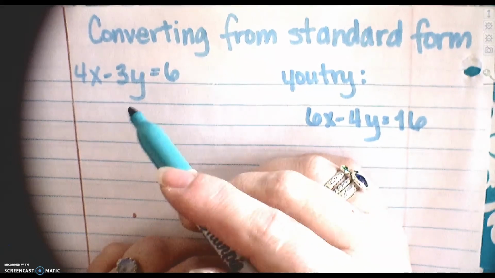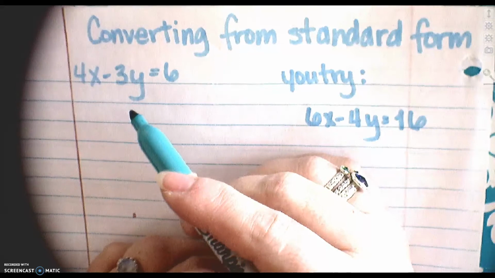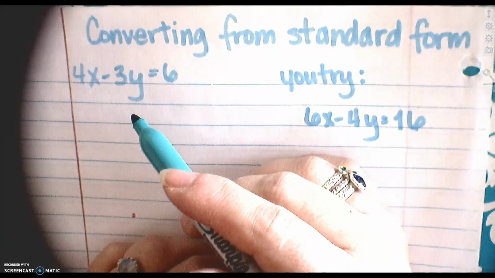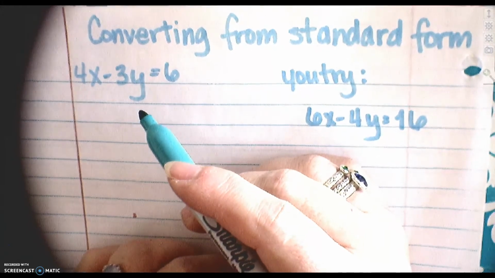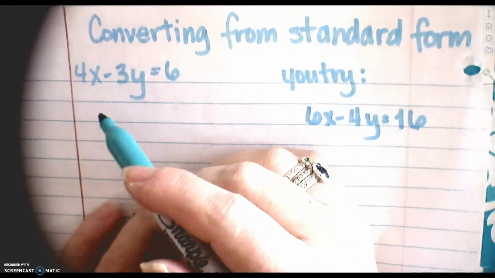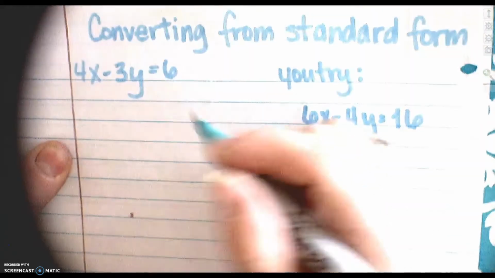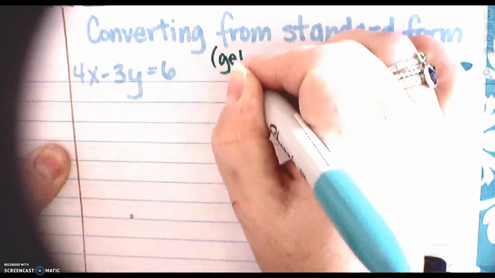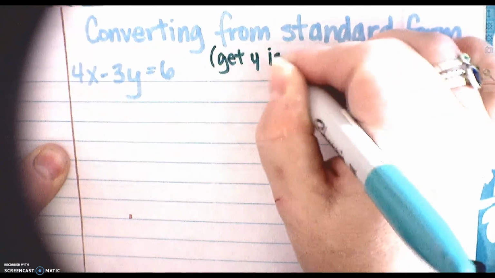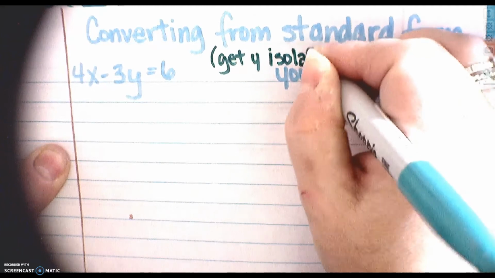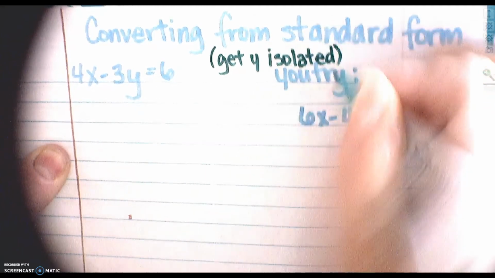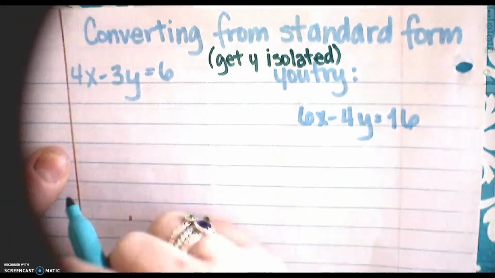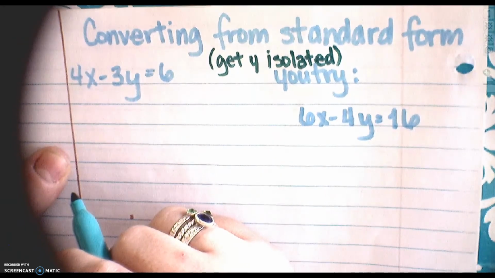So I'm going to do one for you, write it down, and then I'm going to have you try one on your own and bring it to class tomorrow. So converting from a standard form equation means getting y by itself. Isolated is the word we use. Okay, so we're going to get y isolated by getting rid of everything that is there with the y.